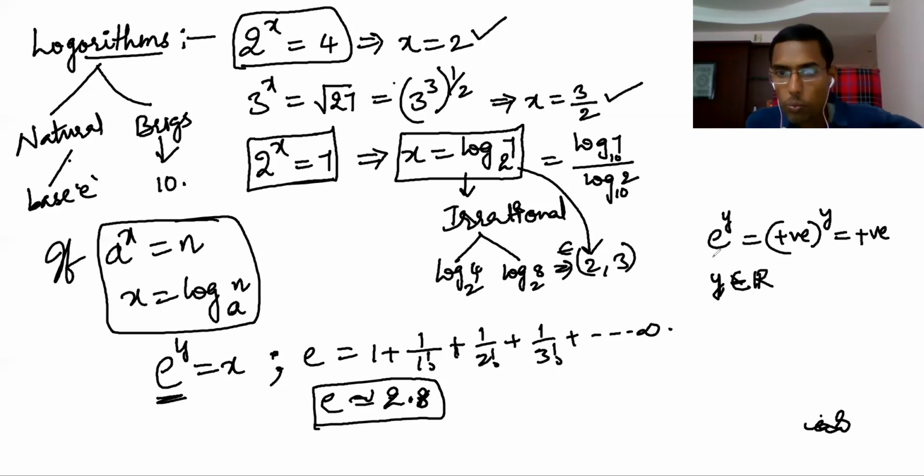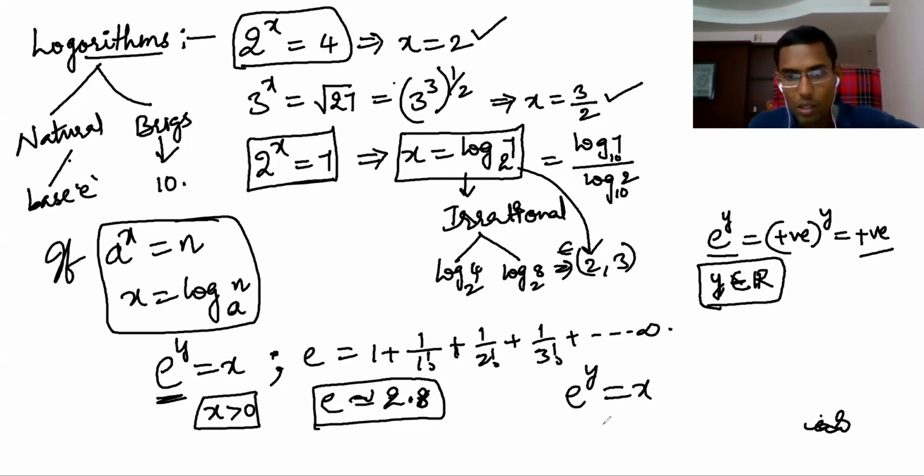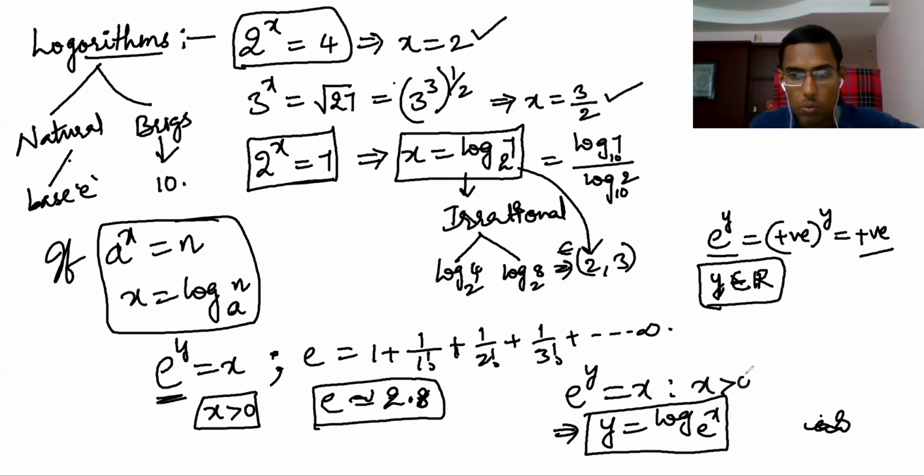Here a positive number to the power y is always positive. Whatever y you take, any real number, e power y is positive. That means e power y positive means x is positive, x is greater than 0. Why I am telling this is, so e power y equal to x, right? Then y equals log x to the base e. So here x must be positive. That is why I am telling you x must be positive. So this is a natural logarithm.